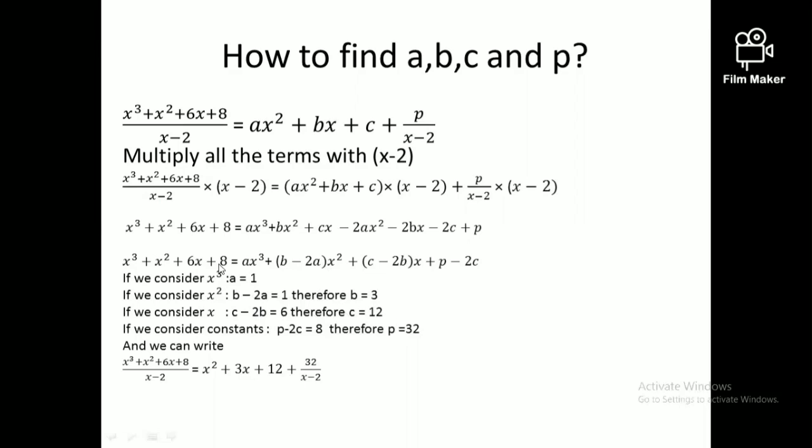Then if you consider the constants, 8 equals p minus 2c. Now you know the value for c. Minus 2 into c is minus 24. Brought to the other side is plus 24. 8 plus 24 is 32. So with that we have now found the values for a, b, c and p. Then we can say this is x squared plus 3x plus 12, plus remainder 32 over x minus 2. That is the answer for this algebraic division. That is the way of using the equating coefficient method to obtain this answer. Hope you have understood this theory.